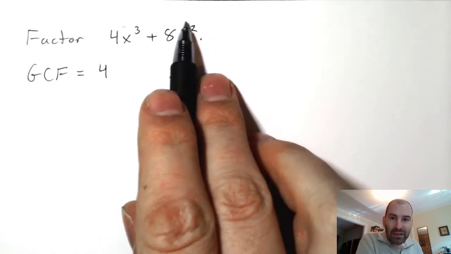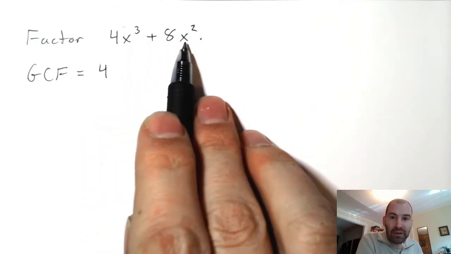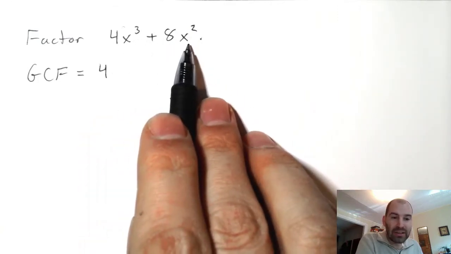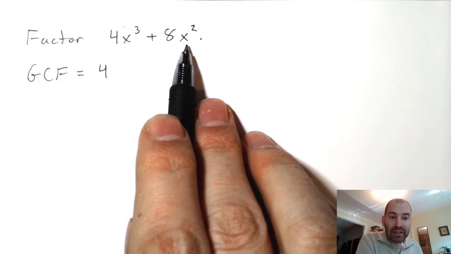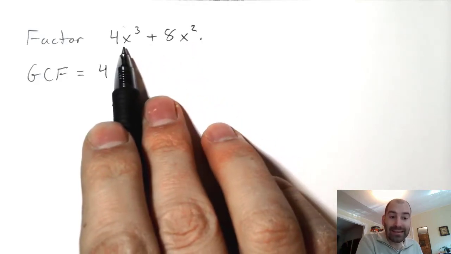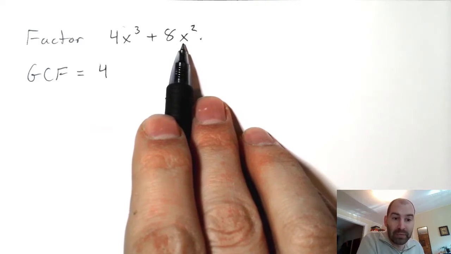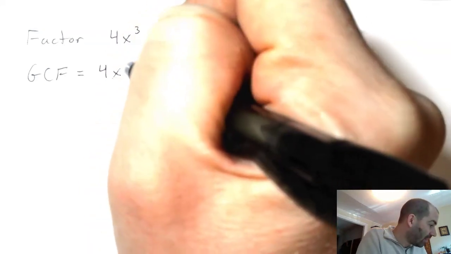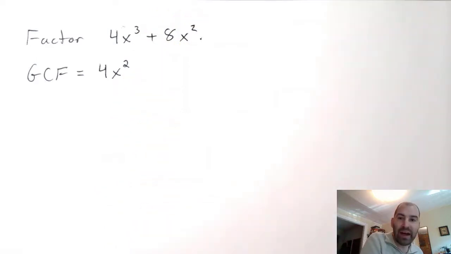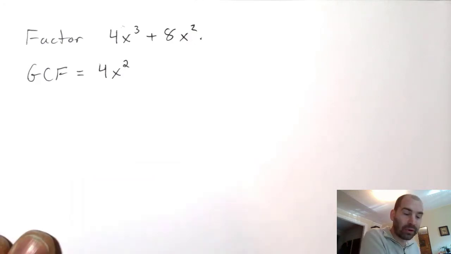And x squared goes into both of these. You can rewrite both of these expressions as something times x squared. X cubed can be written as x times x squared, and x squared is just x squared. So x squared is the greatest common factor of x cubed and x squared. And so altogether, our GCF is 4x squared. So that's what we're going to factor out.